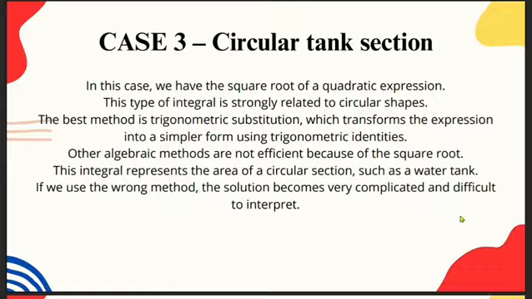This integral represents the area of a circular section, such as a water tank. If we use the wrong method, the solution becomes very complicated and difficult to interpret.